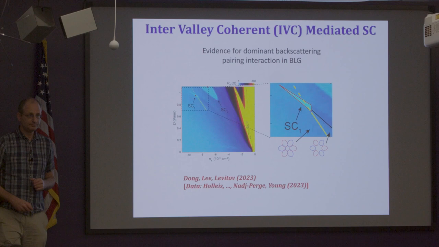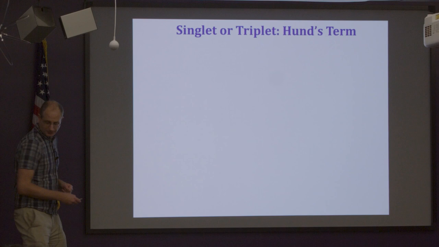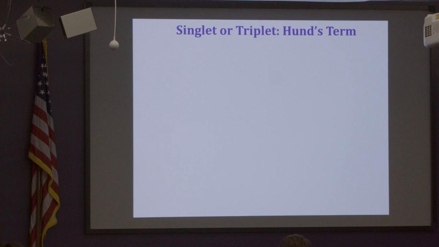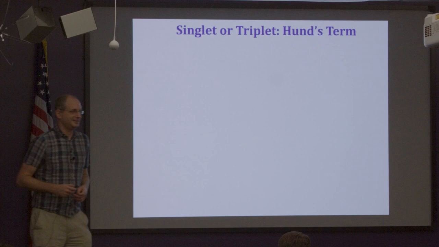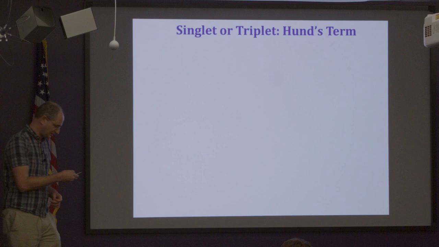All right, so now, how much time do I have? 9 minutes. Right. Then I'm debating whether I should cycle back to singlet versus triplet, or show you briefly something else. Let me just make one comment on this question of singlet versus triplet, and then move to something else, very briefly.